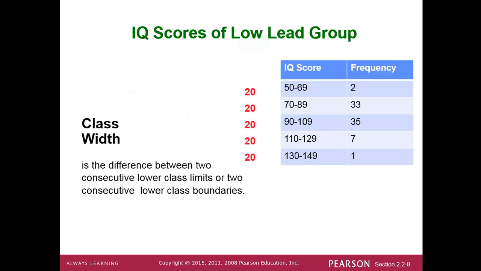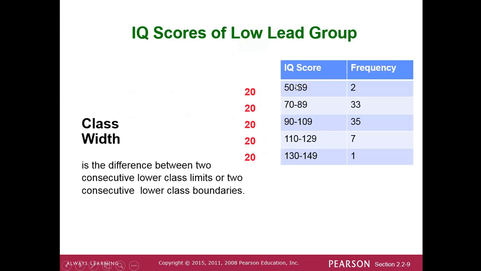Class width is the difference between two consecutive lower class limits or two upper class limits, basically the difference between 50 and 70, 70 and 90, 90 and 110. Or if you want to look at 69 to 89, 89 to 109, 129 to 149, so forth, they're all 20 apart. The temptation is to say, well, 50 to 69 is only 19. That's the difference between the upper and lower scores.